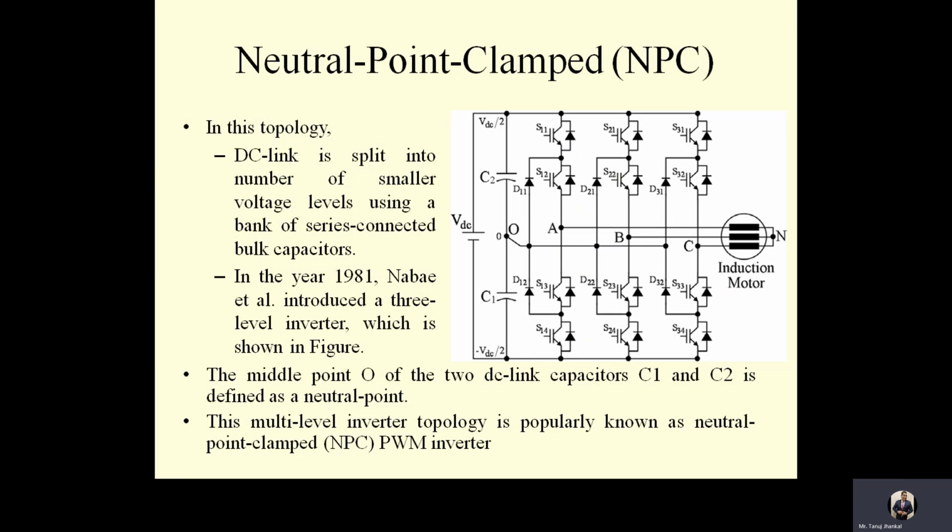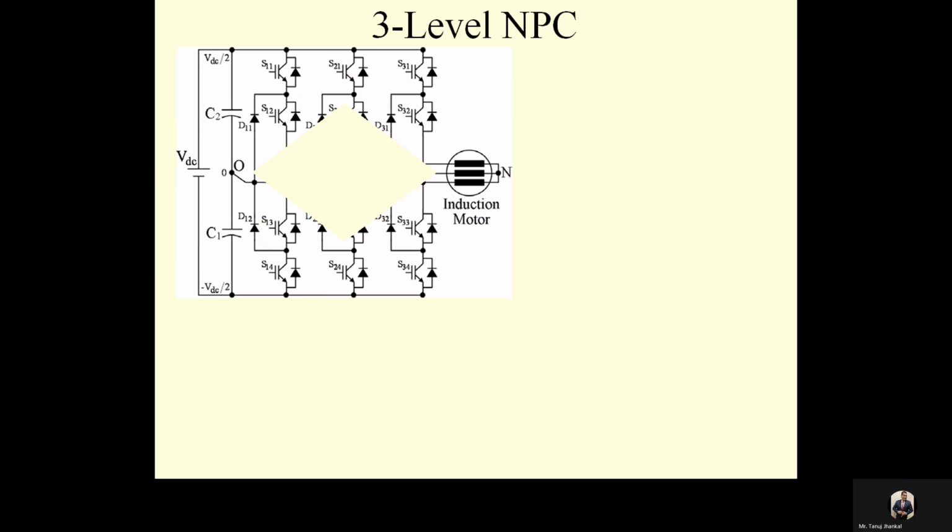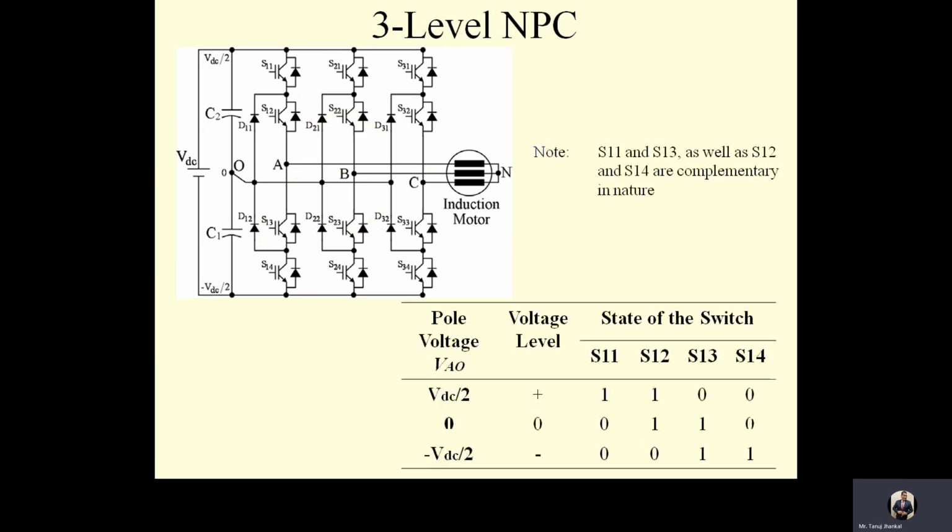The relation between the switch state and the pole voltage of any phase can be summarized in the form of a table, something like this.